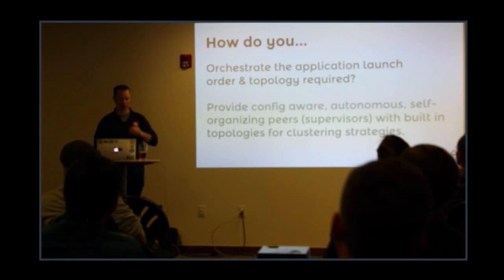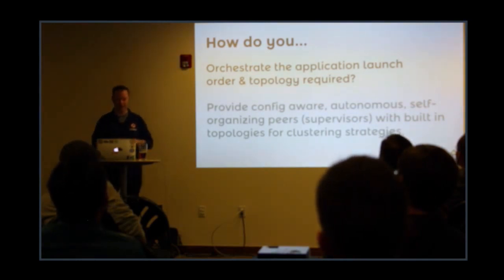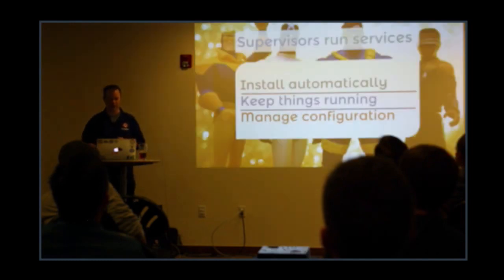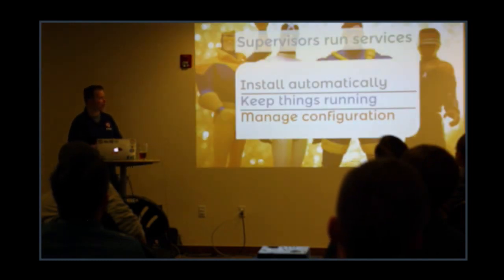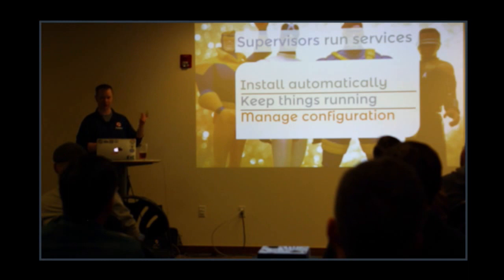So how do we orchestrate the application launch order and our topology that's required? With Habitat, we provide config-aware autonomous self-organizing peers, or supervisors, with built-in topologies for clustering strategies. So what does that mean? We've got supervisors that run services that install whatever their service is and its dependencies automatically. They do that hab install automatically for you, and then they keep things running. If the service dies, it restarts it.